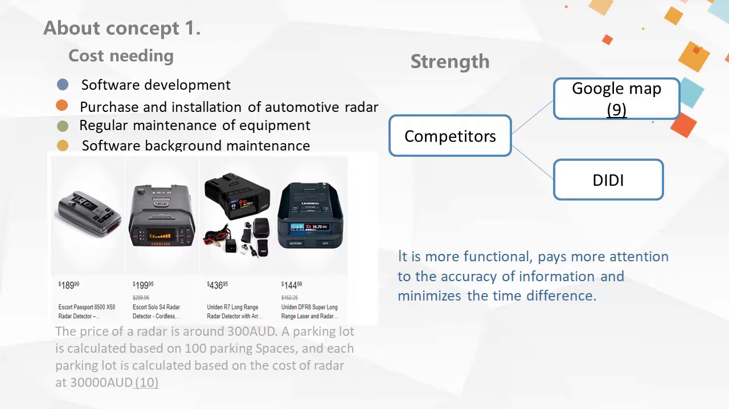And about my app's competitors, the indirect competitors of my new app are Google Maps and Didi. Compared with them, my new app is more functional, pays more attention to the accuracy of information, and minimizes the time difference.